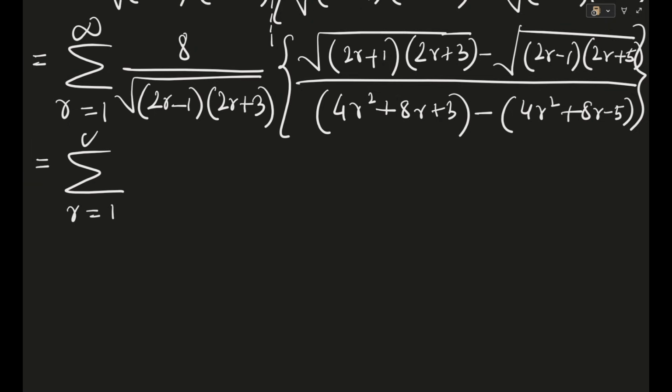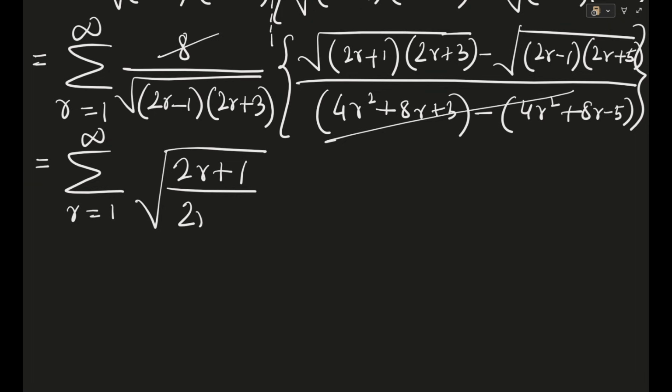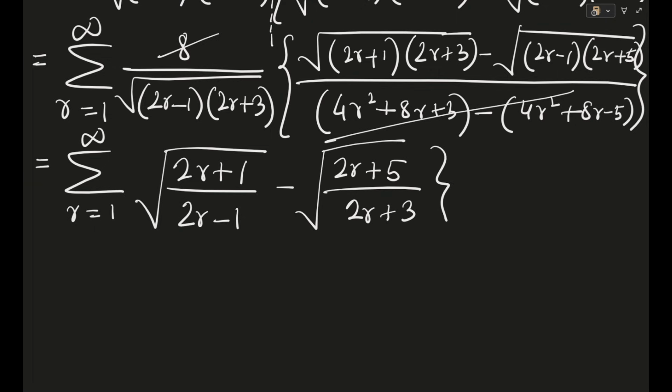This will become sigma r equals 1 to infinity. And you will observe here that this denominator is becoming 8, so this denominator and this 8 are also cancelled. So directly this fraction by this fraction minus this fraction by this fraction. So this becomes root under of 2r plus 1 by 2r minus 1, and minus of your root under 2r plus 5 by 2r plus 3, right?